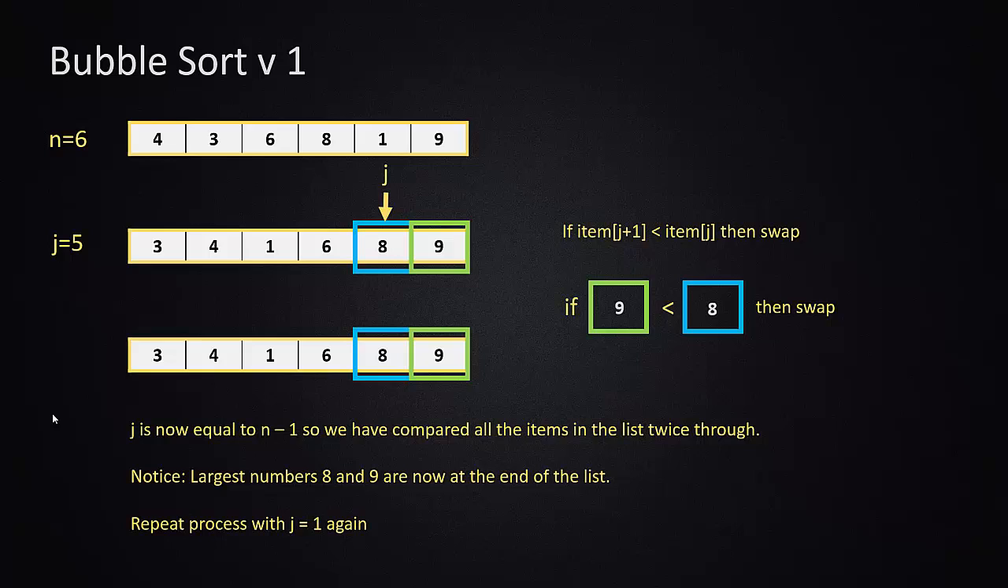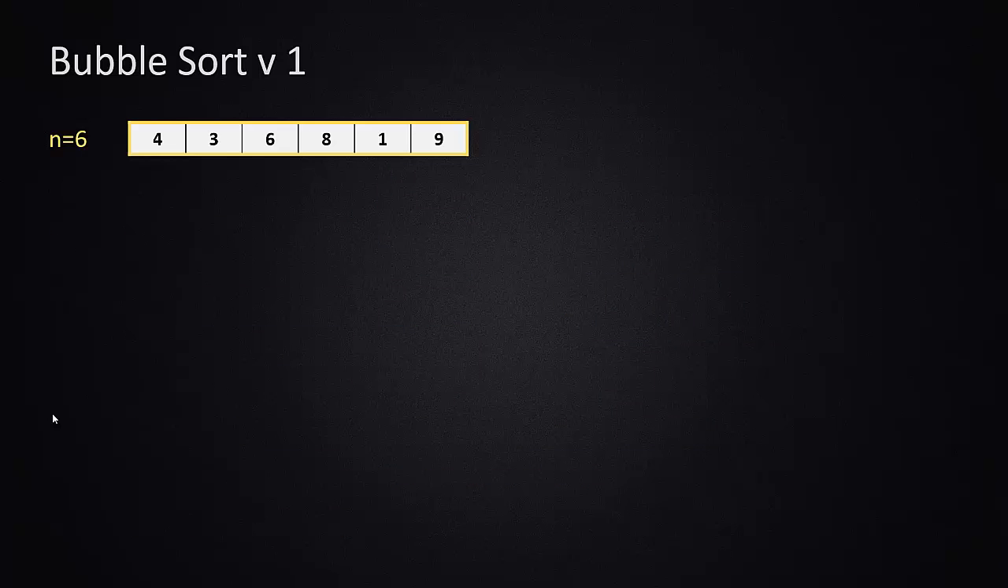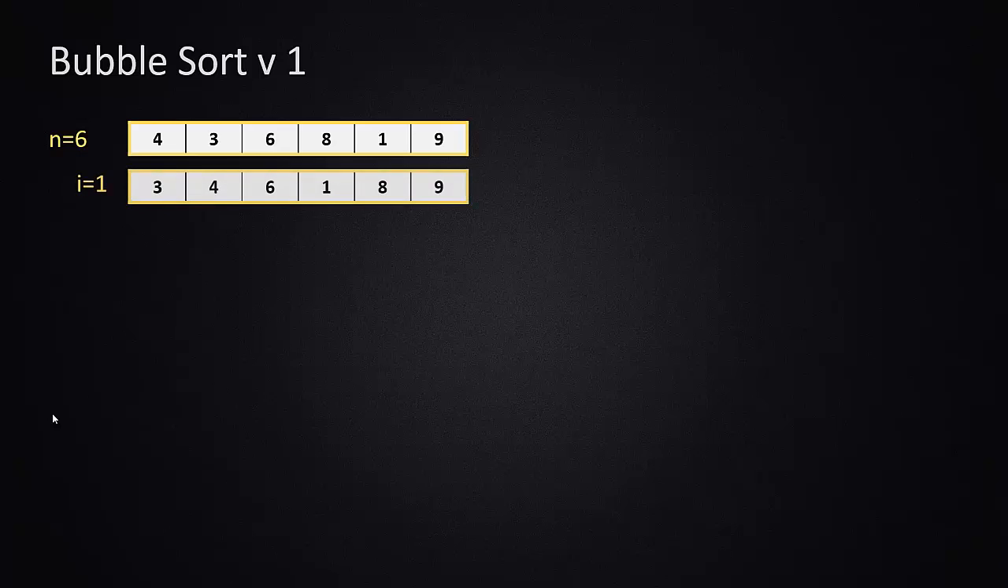In fact, the three largest numbers are 6, 8, 9, but we haven't really gotten to the point where we can say that 6 is in the right spot yet. So we repeat again. I'm not going to walk through every single iteration here, but we'll do it in summary. Here's our original list. After the first run through the list, remember i is counting the outer loop, so we've gone through the outer loop one time. This is what the sort looks like.